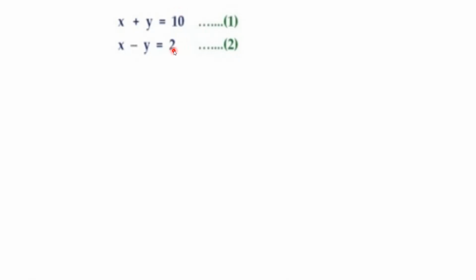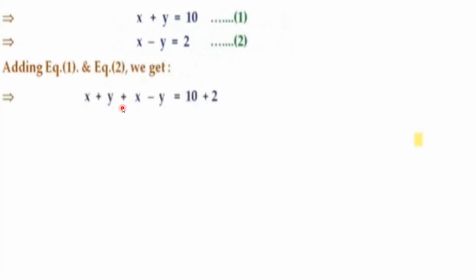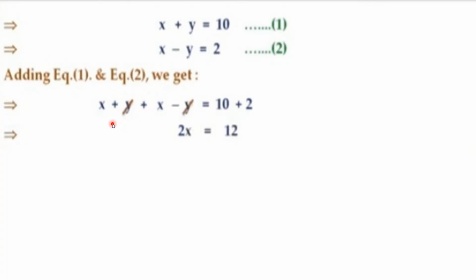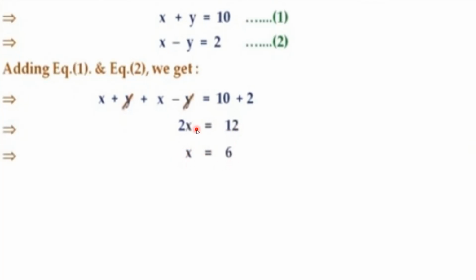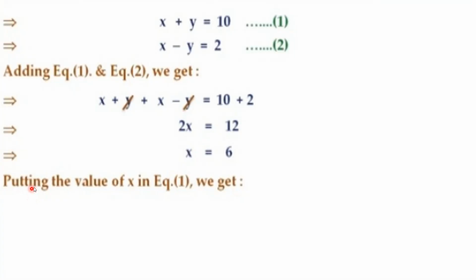Here I have got two simultaneous linear equations, and remember these two are linear equations. Now easily I can solve this just by looking: you are guessing, yes, I need to add these two equations. If I add these two equations, plus y and minus y will be cancelled. Then I am going to get x plus x is equal to 2x is equal to 10 plus 2, that is 12. So x is equal to 12 by 2, that is x is equal to 6.